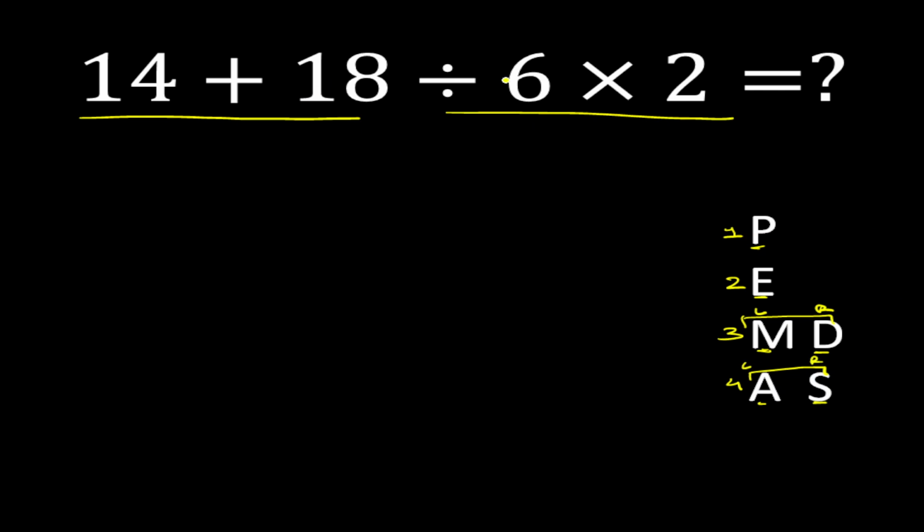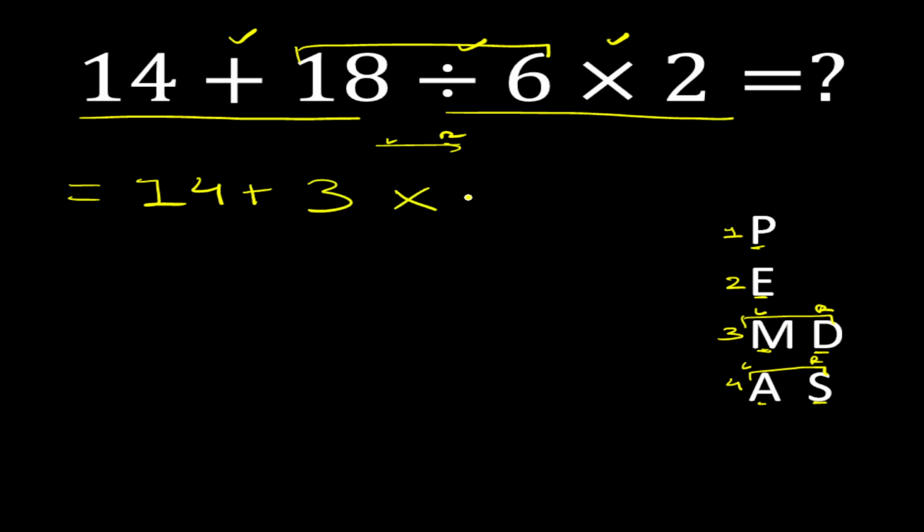Okay, so in this question we have one addition, one division and one multiplication. First we have to solve multiplication and division. Both have equal priority, so we have to solve them from left to right. So first we have to solve this division. It is equal to 14 + (18 ÷ 6 is equal to 3) × 2.